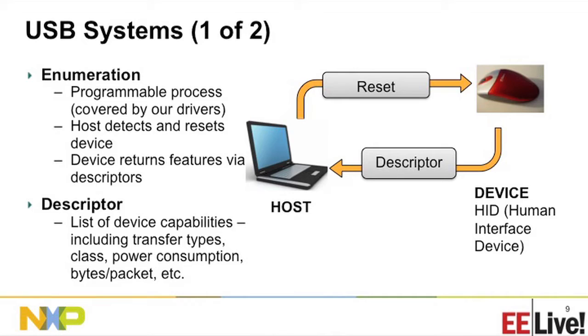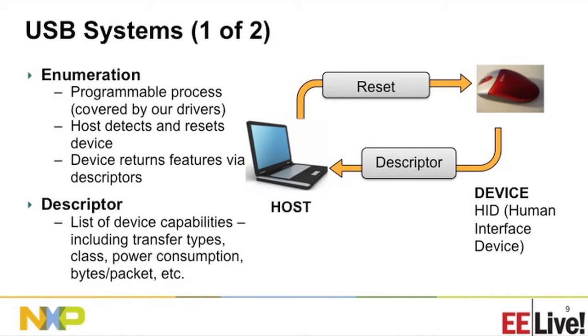The descriptor basically is what the device returns to the host to identify its capabilities. We already mentioned it includes power consumption, VID, PID information, USB specification, transfer types, what class the device is, and packet size. So this is the handshake process between the host and the device, which makes plug and play possible. When you plug it in, it has to be able to say, hey, here's who I am, okay, here are your drivers, and communicate back and forth.